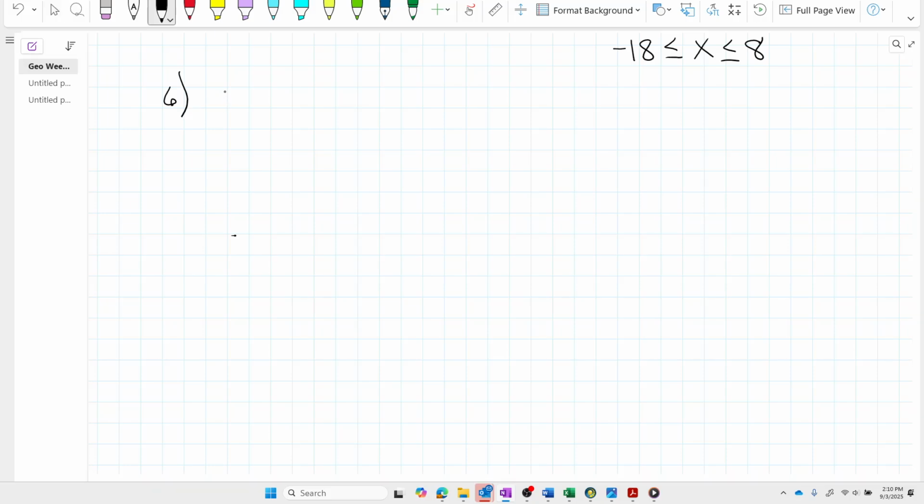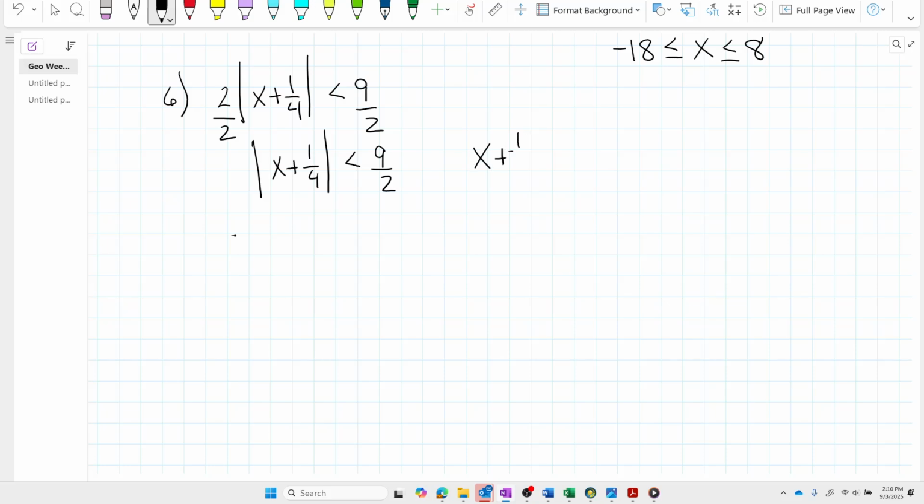All right, number 6, we got 2 times the absolute value of x plus 1/4 less than 9, and divide each side by 2. Absolute value of x plus 1/4 less than 9 over 2. Rewrite it twice. So we go x plus 1/4 less than 9 over 2, and x plus 1/4 greater than negative 9 over 2. Solve them both.